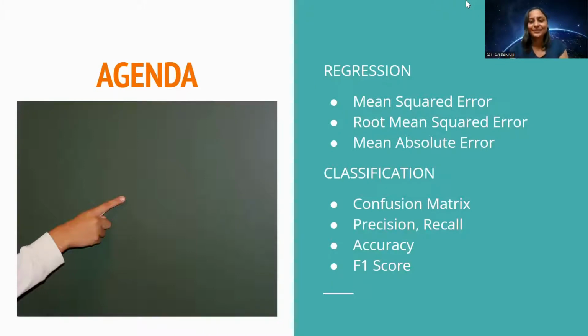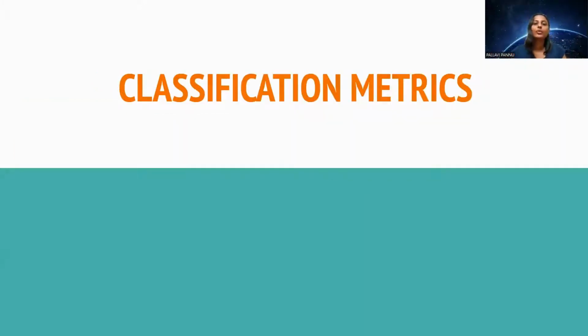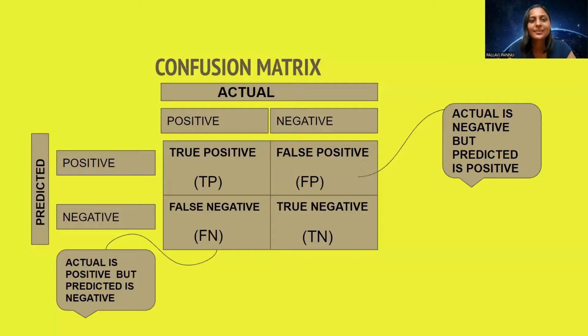So let's get started. Classification, as we all know, is where we have a model that is classifying your data set. You have a data set which has, say, 2 classes or say 3 classes, and now you have to classify into class A and class B. So what kind of metrics do we use here? Let's get started with the classification metrics.